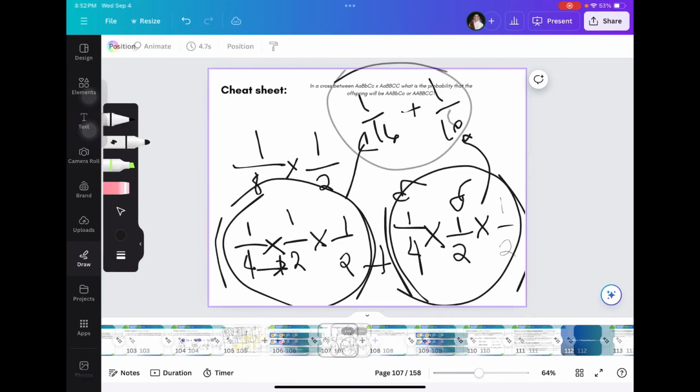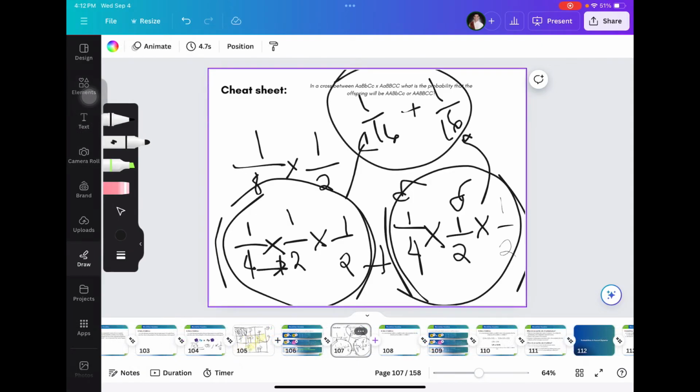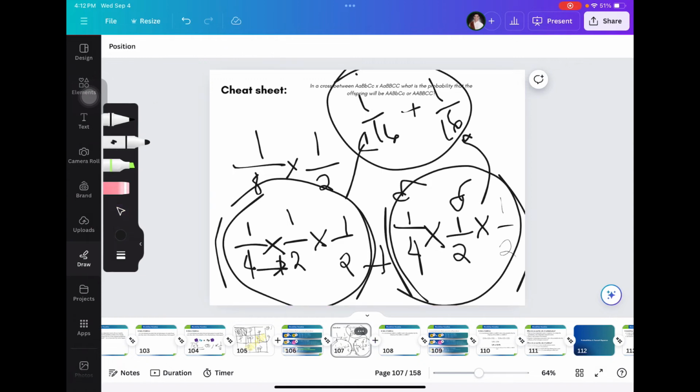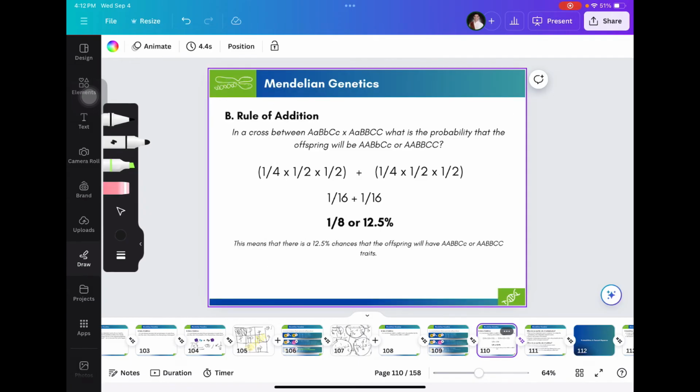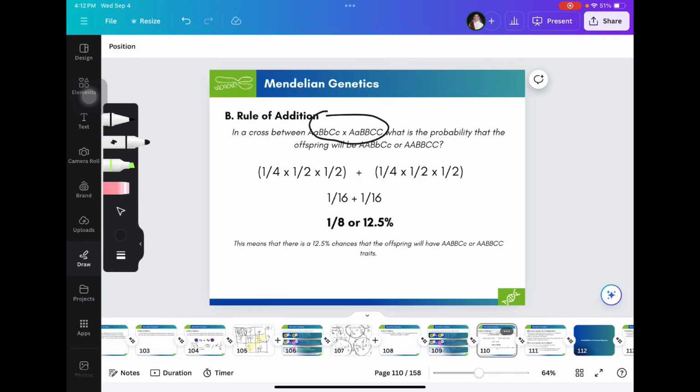So you'll have to add this one. All right, so going back, 1/16 plus 1/16 equals 2/16. And we're going to simplify that. The simplified form of 2/16 is 1/8. The answer is, of course, 1/8. So meaning to say, in the cross between these two parents, the probability that the offspring will be this one or this one would be 1/8.